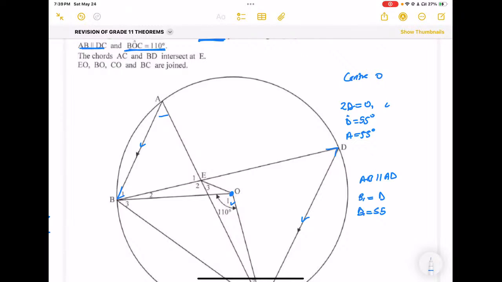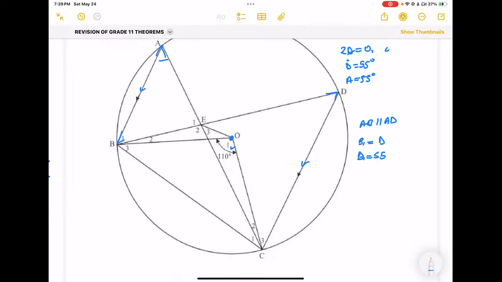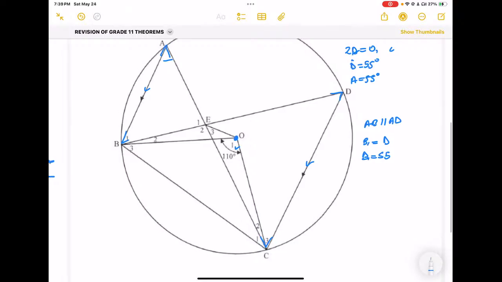And then what else? Where is another Z? I have another Z. Yes, I have this one here and this one there. All right, so that is another Z. So it's going to be, I will call it ACD.